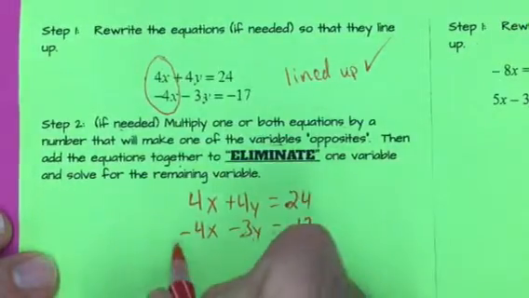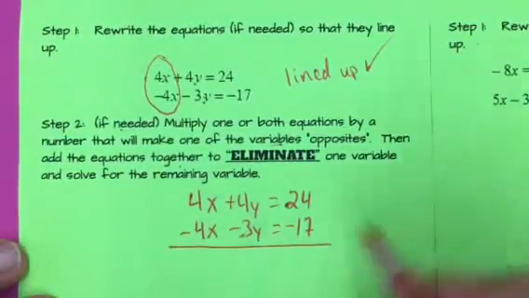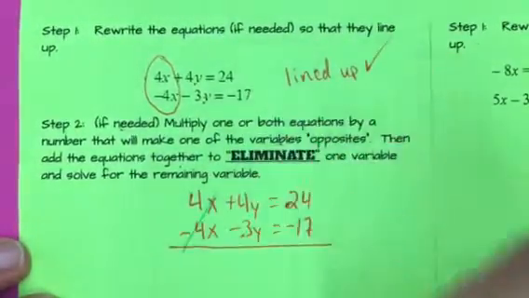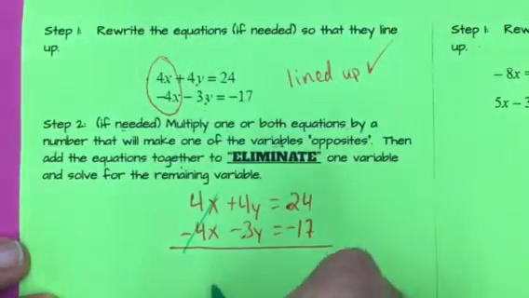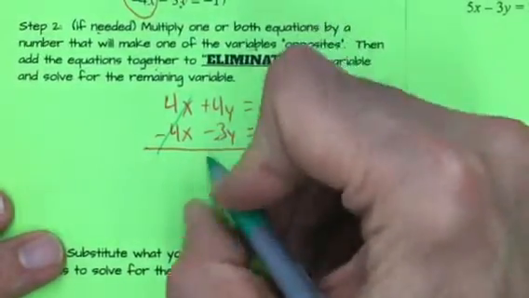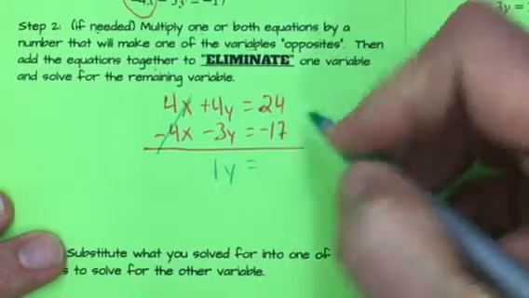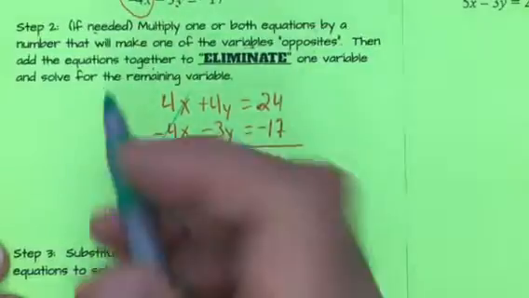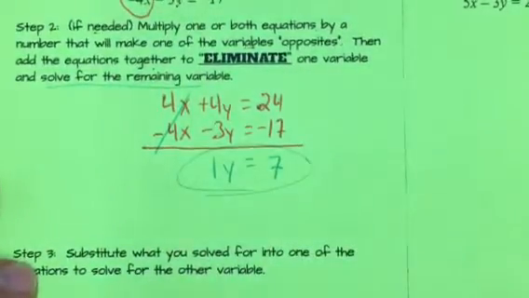Then add the equations together, or combine them, to eliminate one variable and solve for the remaining variable. These are going to cancel out because negative 4x, take away 4x, is 0 x's. I'm not going to write anything. 4y, take away 3y is 1y equals 24 minus 17. Oh, I think that's 7. Solve for the remaining variable. That's right here. Y equals 7.